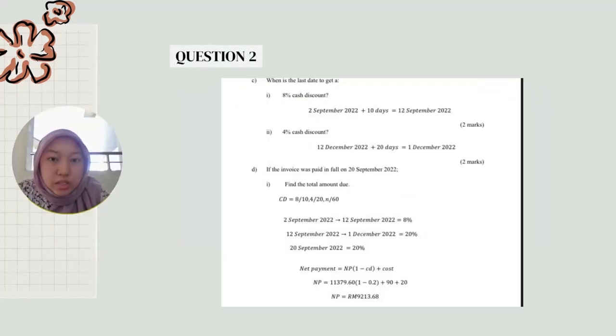Question C. What is the last date to get A? For first question, 8% cash discount. 2 September 2022 plus 10 days equals 12 September 2022. Second, 4% cash discount, 12 December 2022 plus 20 days. So the answer is 1 December 2022.